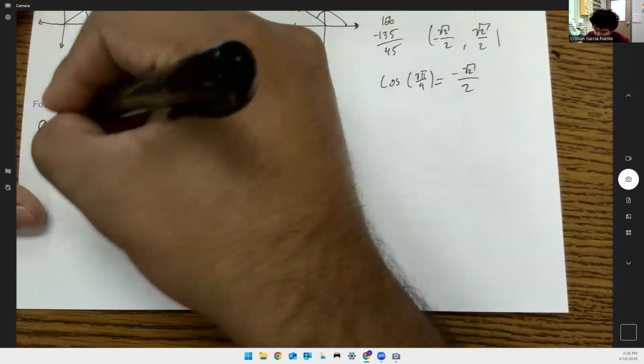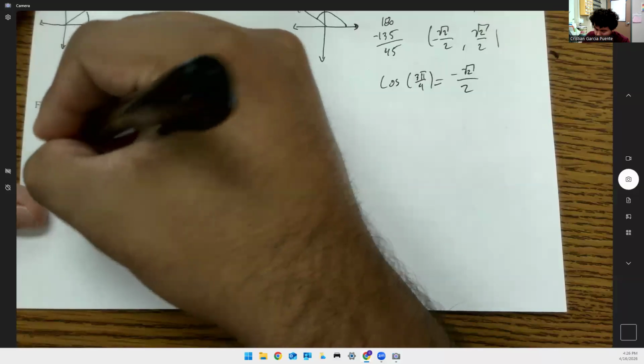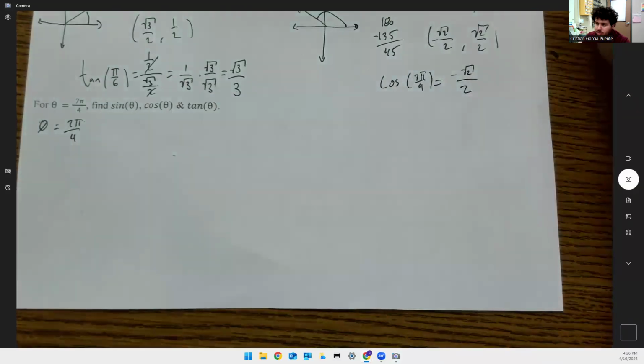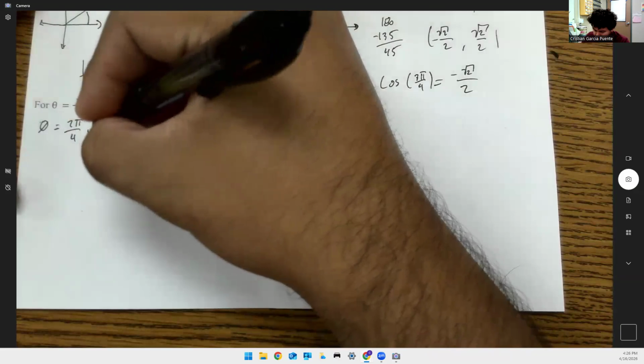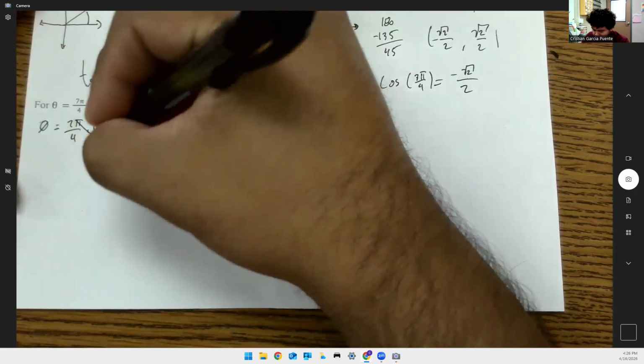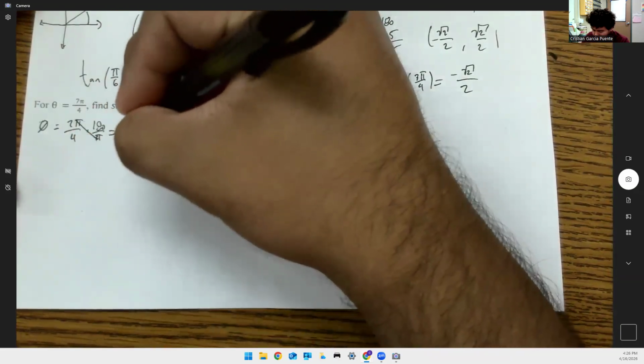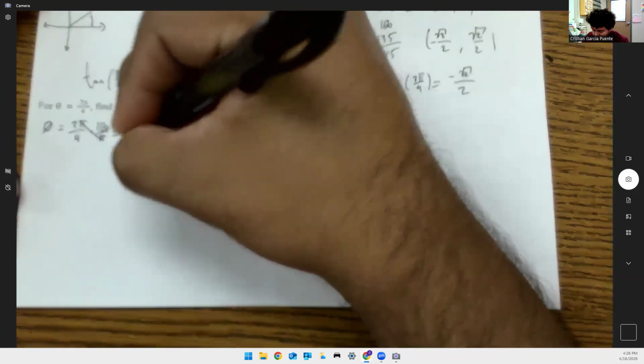So first thing you're going to do to solve this question is say theta is equal to 7 pi over 4. Remember, we don't want it in radians, so we're going to convert it from radians to degrees. So we're going to multiply by 180 over pi. Pi's are going to cancel. So you'll be left with 7 times 180 on top, all divided by 4.